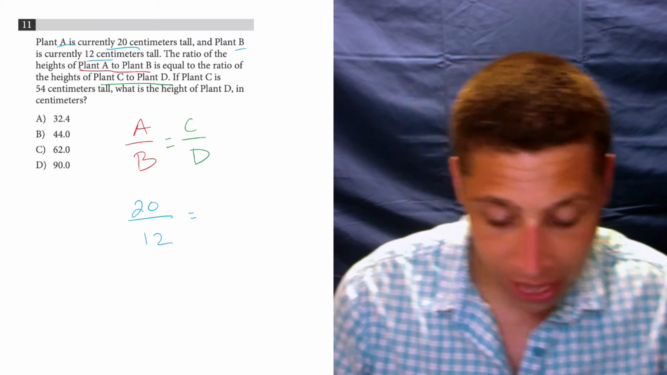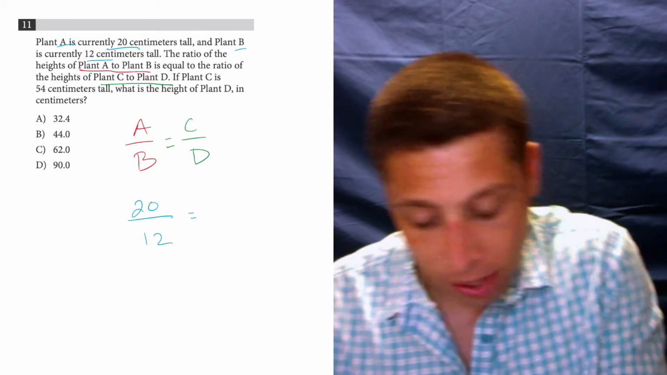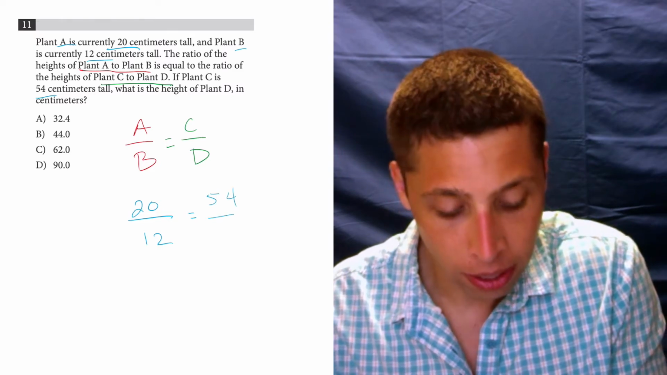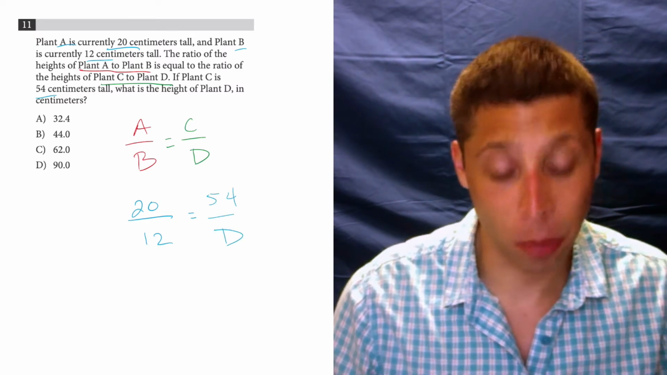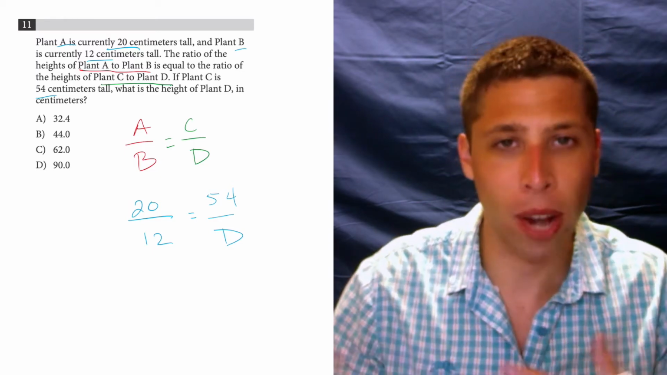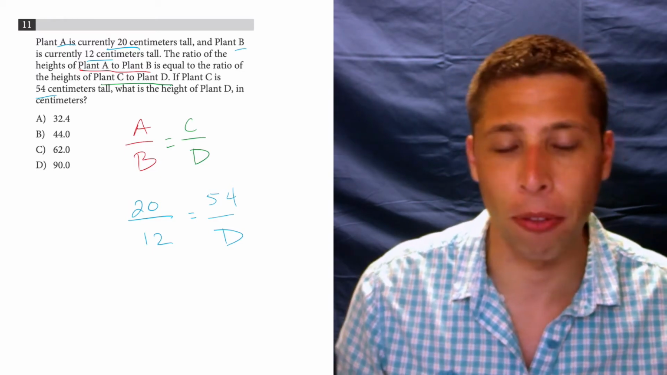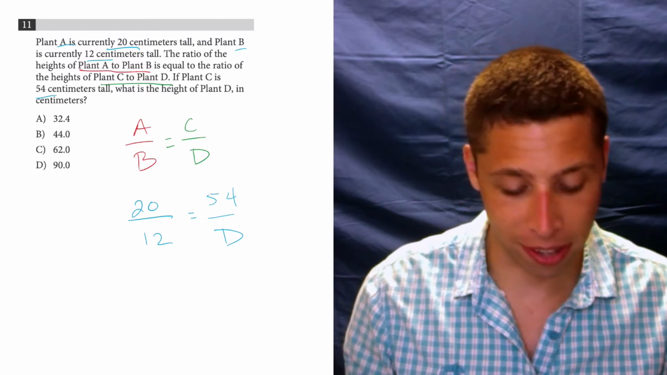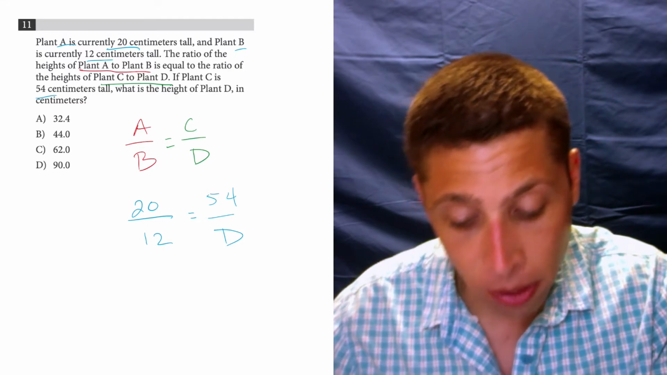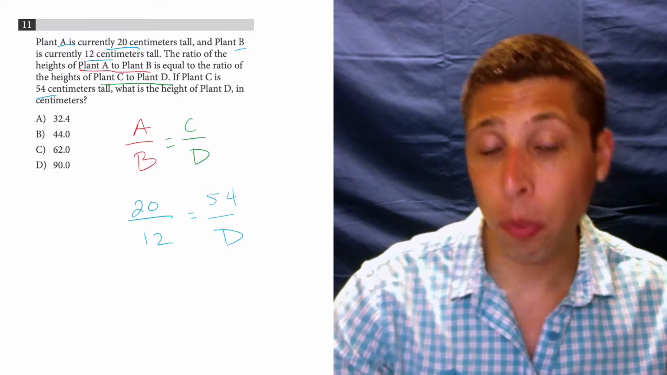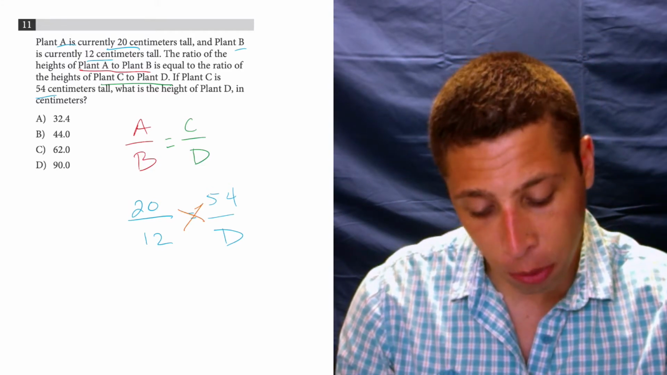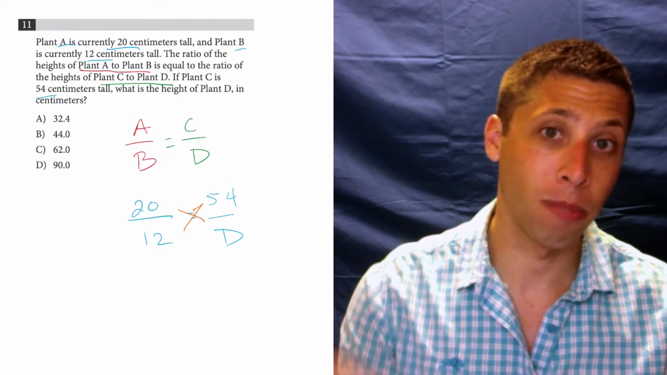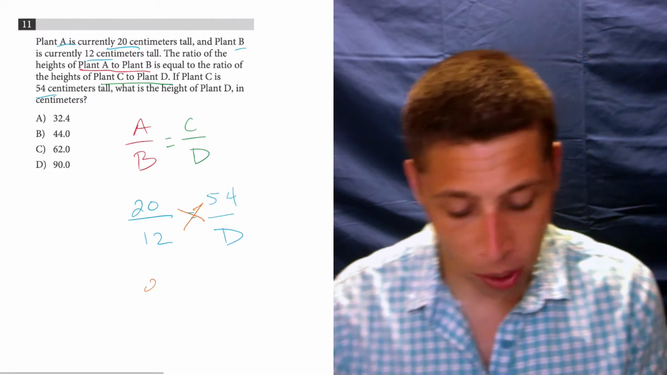And if we read the last sentence here, if plant C is 54, so that's here, what is the height of plant D, right? So I left it as D, I didn't put it as X because who cares? I want to keep track of it as D. I want to make sure I don't accidentally solve for the wrong thing, and there we go, now it's in there. And when we do this, remember, for ratios, when we have 2 fractions set equal to each other, we're going to cross multiply, right?